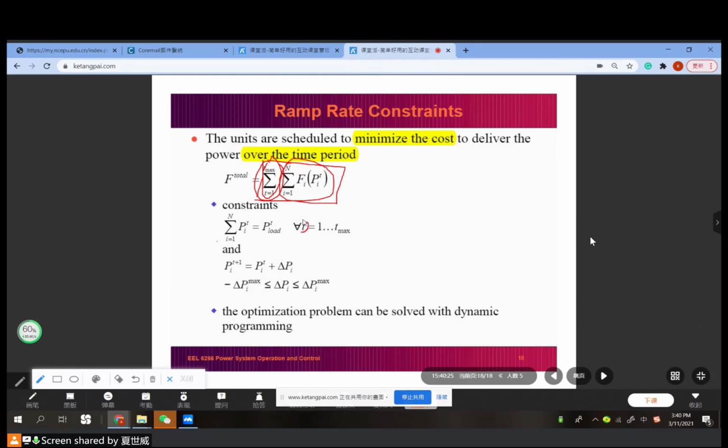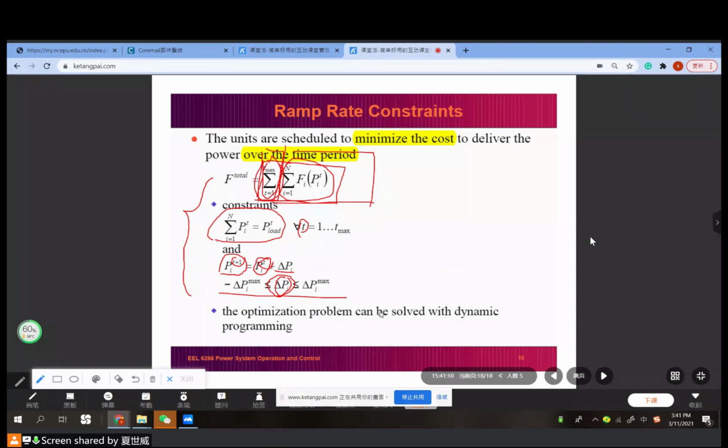Also, for each time slot T from 1 to T max, we have the load balance constraint: total generation equals total load. Also, we have the ramp limit constraint: the power output at t plus 1 equals power at t plus ramp rate. This is a more complicated economic dispatch problem. We not only consider this part, we have considered many time slots, and we also consider the ramp rate between different time slots.